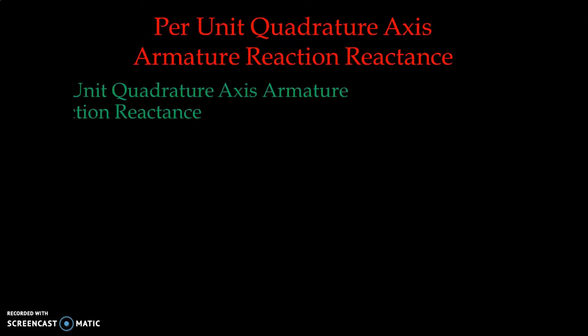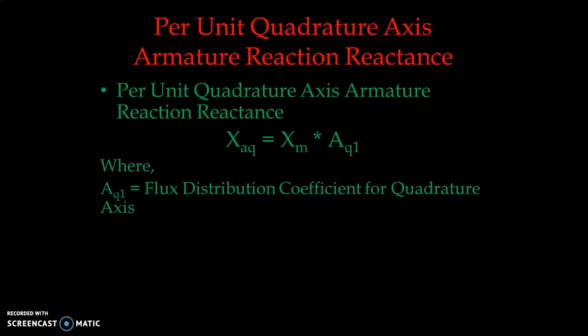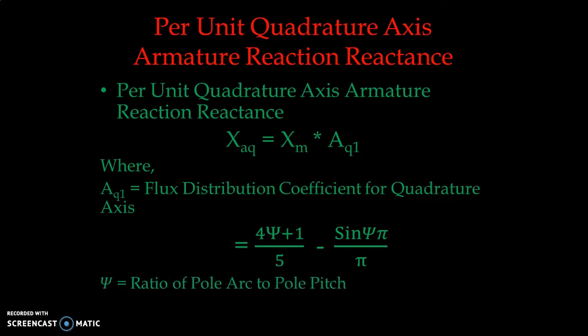Same way we have per unit quadrature axis armature reaction reactance, and that is XAQ, and it can be given by XM, that is per unit magnetizing reactance, multiplied by AQ1, where AQ1, that is a flux distribution coefficient, and it can be given by the equation (4 psi plus 1) divided by 5, minus sine psi pi divided by pi, where psi, that is a ratio of pole arc to pole pitch.